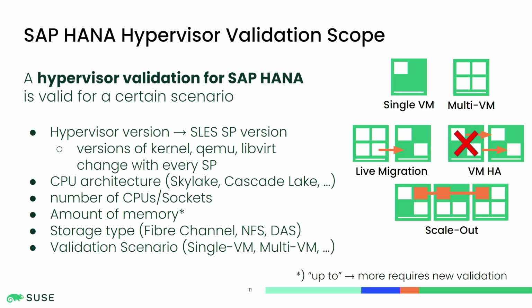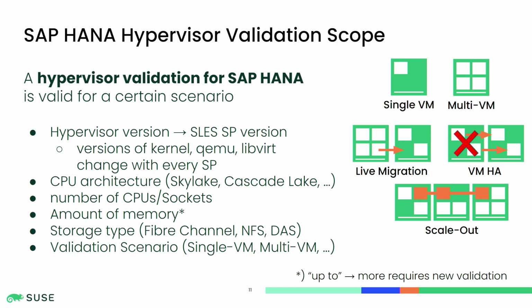So we are validating a specific hypervisor version. For SUSE Linux Enterprise Server, that means a specific SP version, because that's what defines the version of the kernel, of QEMU, of libvirt, and they change with every SP. So this is one dimension in the multi-dimensional table of support possibilities. The next one is the hardware architecture. So not only is it a specific service pack, but it's a specific service pack on a specific hardware platform.